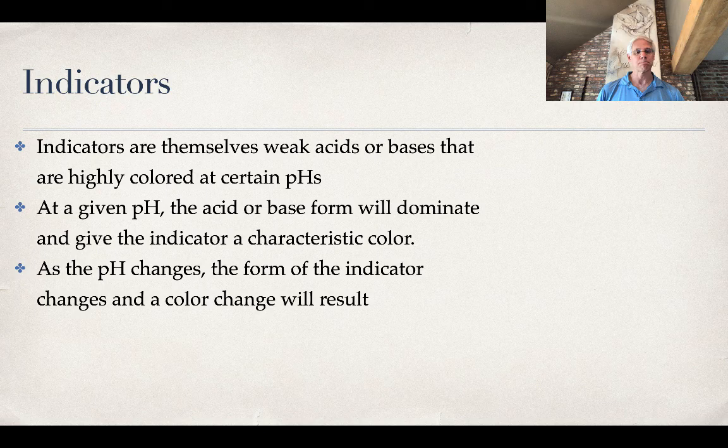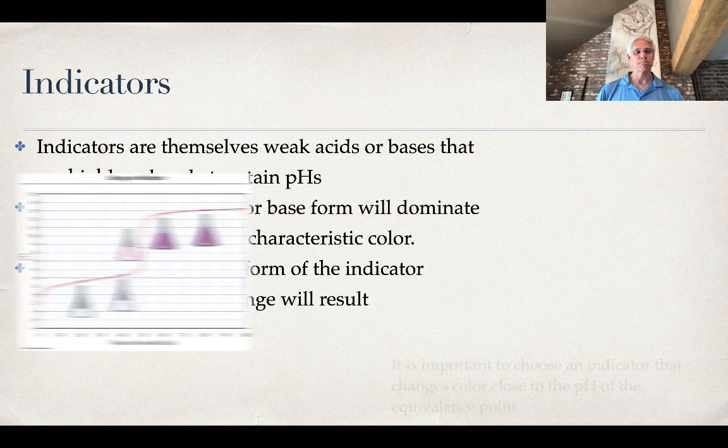So what happens with an indicator is as that pH changes, at some point depending on the indicator, the form of that indicator changes, and it changes very rapidly from the acidic form into its basic form. And at that point, a color change will result. Now we have to be careful. We call the forms of the indicator the acidic form and the basic form. That doesn't mean it's an acidic or a basic pH. We have acid to base forms change pH ranges of 2 or as high as like 12. We'll see that here in just a moment.